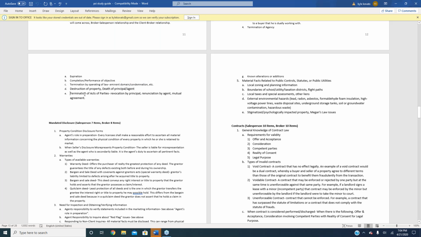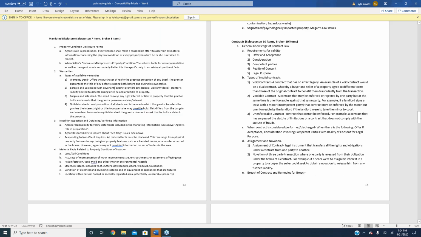And termination of acts of parties. Give some examples here. Revocation by principal. Revocation is another word for withdraw. So revocation by principal simply means withdraw. Renunciation by the agent means when your agent renunciates a listing. In other words, the agent says, I just want to let this thing go. That's renunciation by the agent in that case.